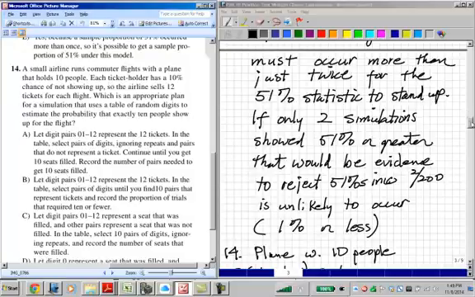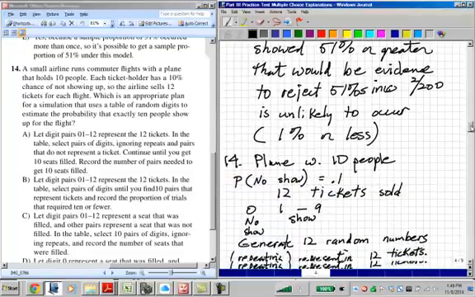playing with 10 people on it, okay? Each ticket holder has a 10% chance of not showing up. So the airline sells 12 tickets for each flight. Which is an appropriate plan for a simulation that uses a table of random digits to estimate the probability that exactly 10 people show up for the flight? Notice the response variable. Do exactly 10 people show up?